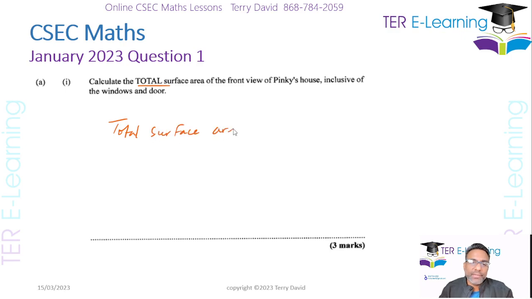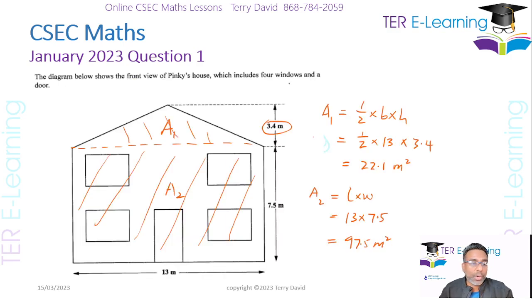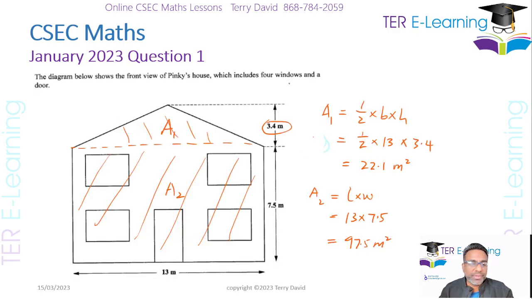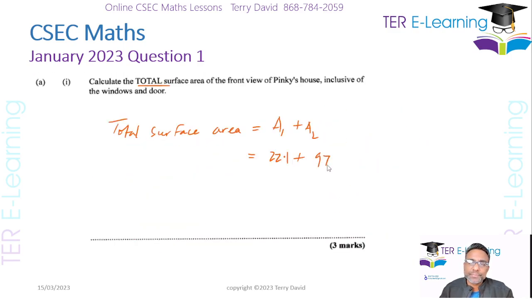So all we need to do to find the total surface area is simply A1 plus A2. That's the rectangle and the triangle, so that's going to be 22.1 and the next one, 97.5. So 97.5 plus 22.1, and you're going to get 119.6 meters squared. So 3 marks for that.